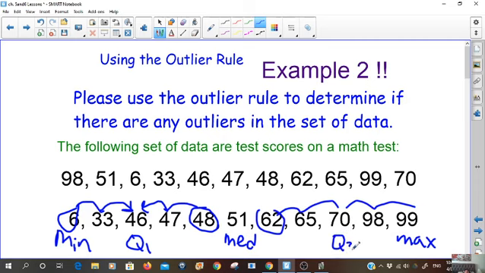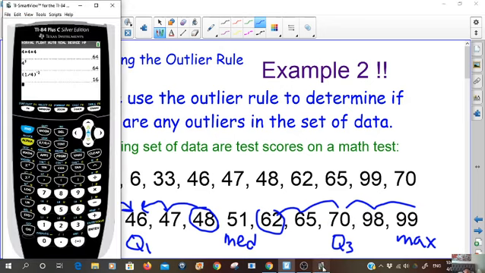Awesome. So 70 minus 46 will give you your IQR. Well, I'm doing too much for you. You're supposed to do this on your own. Remember, I'll show you the calculator. Oh, yeah. Okay, so you carry on.